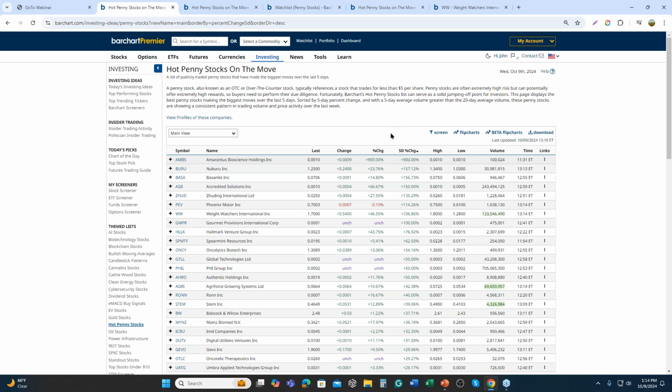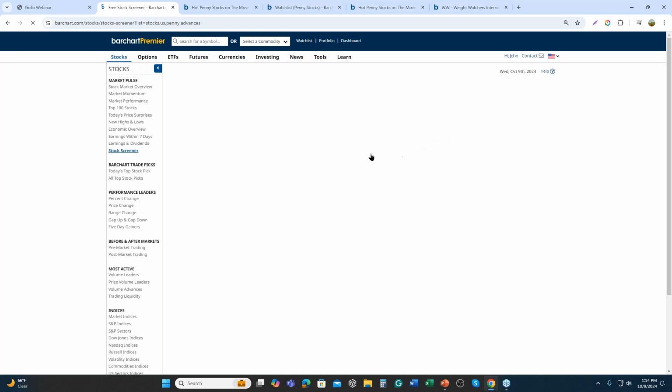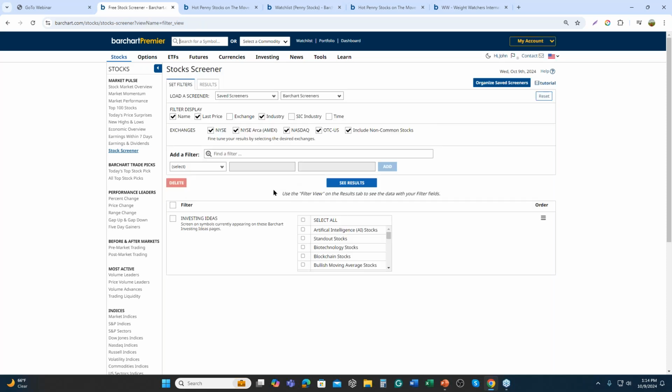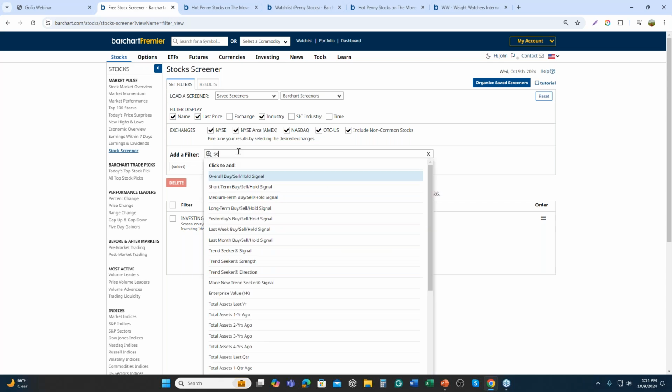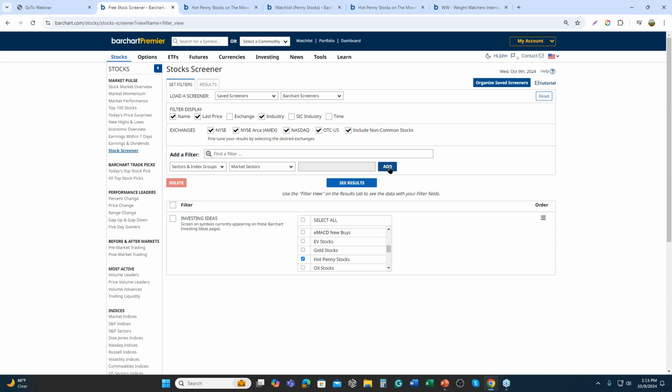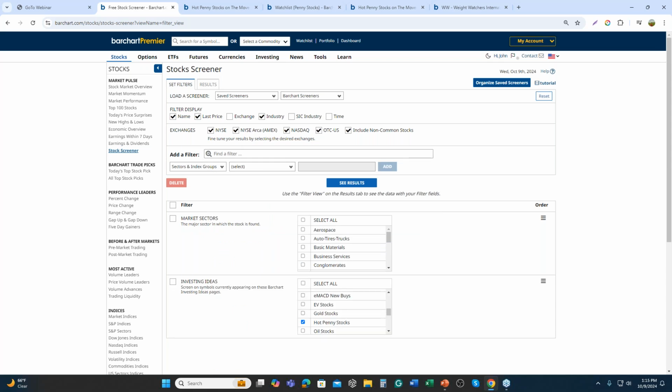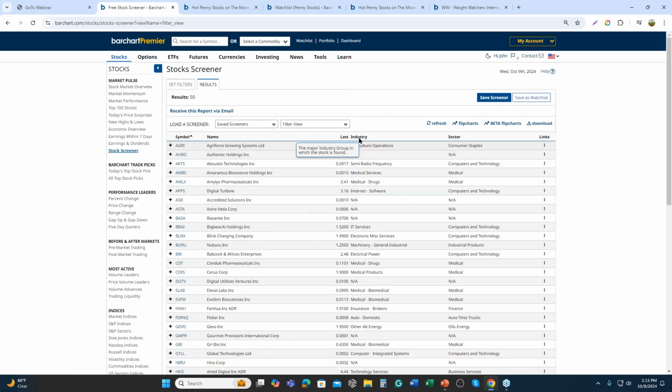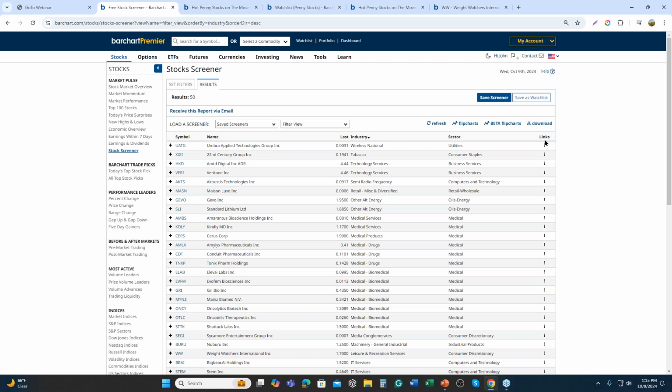On any of our data pages, we can screen. So I'm going to come up here and screen, and this is what I'd kind of encourage you to do. The first thing I want to do is check the industry box, and we are screening on hot penny stocks. I want you to just type in the word sector and add that to our screener, and then I want to see what the results are. Then I'm going to sort by industry.